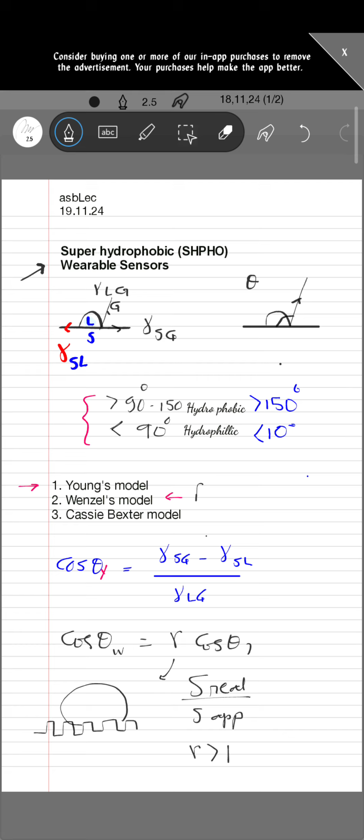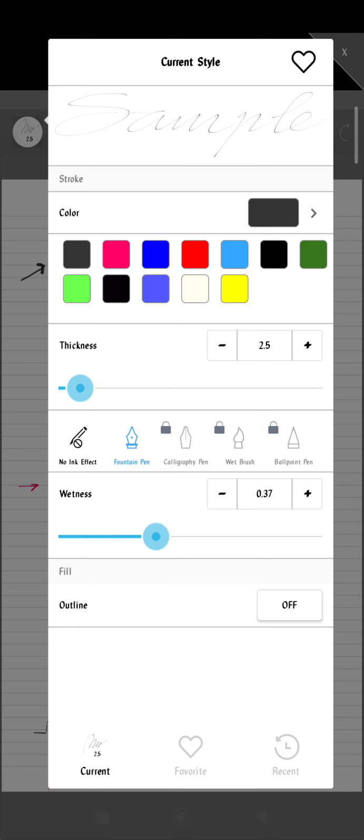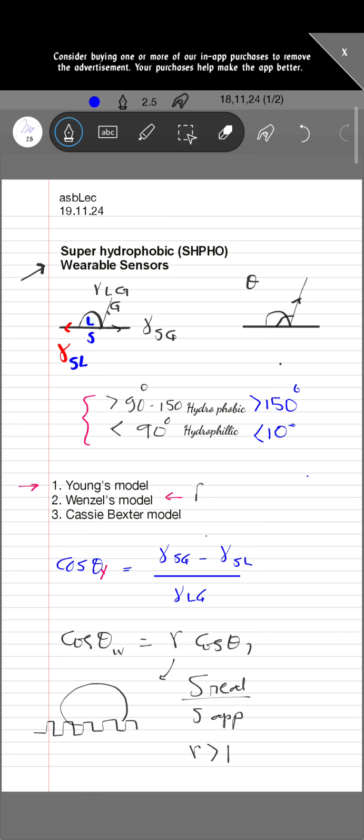So from the equation we can see that if the contact angle due to Young's goes less than 90 degrees, then we are moving towards the hydrophilic nature. However, if the contact angle due to Young's goes more than 90 degrees, then we are going towards the hydrophobic nature.